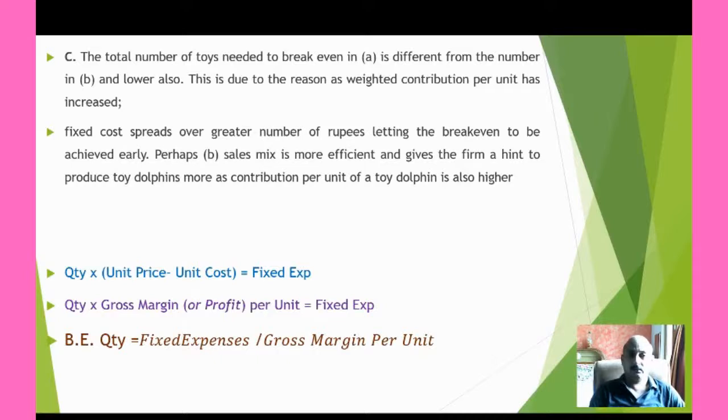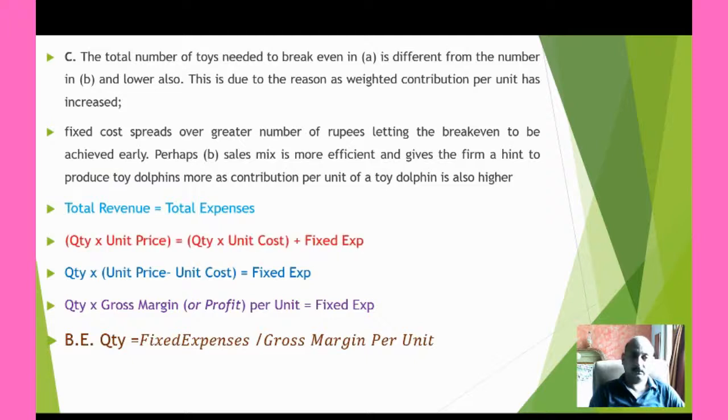We have calculated for both parts of the question. This is due to the reason that weighted average contribution per unit has increased, and fixed cost is spread over a greater number of rupees, letting the break even to be achieved early. Perhaps B sales mix is more efficient and gives the firm a hint to produce toy dolphins more, as contribution per unit of a toy dolphin is also higher. So toy dolphin will be preferred to be produced more.